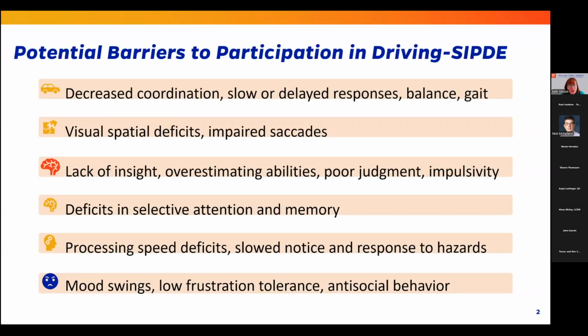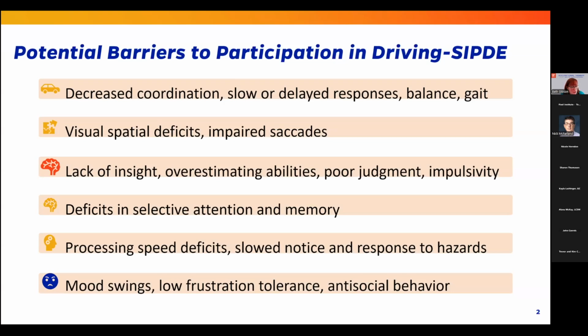So listed here, and I apologize that this slide got busy as I kept adding things to it. But these are all symptoms that have been discussed in the previous presentations. So what I'm going to do, the unfamiliar thing you're probably seeing at the top, potential barriers to participation, SIPDE. So that's the thing that's going to probably make sense to nobody. But that's how we all actually approach driving.